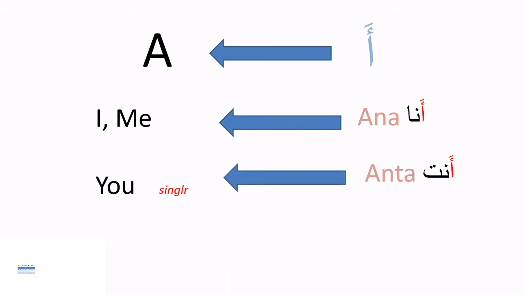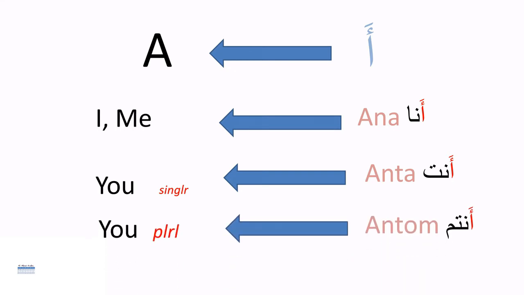You see, in the Arabic language, we have three forms, not two forms. We have the singular form, and we have the two persons form, which is called muthanna, and we have the plural form, which is called jama'. So this is the singular form. Anta means you. There's another example, antum. Antum means you, but in the plural form.